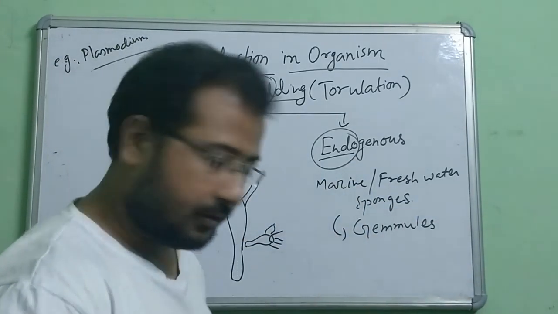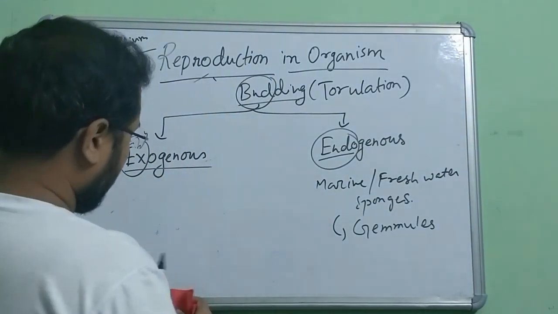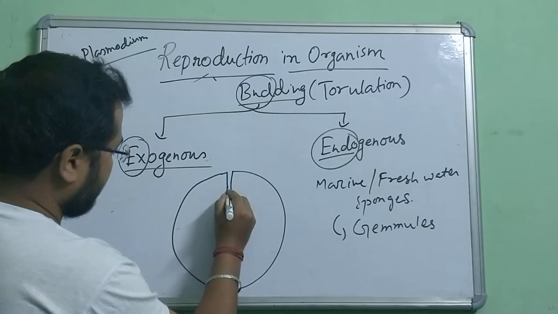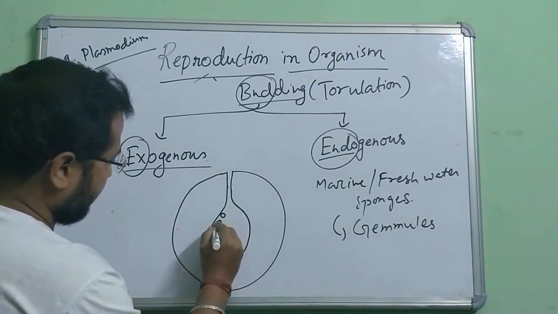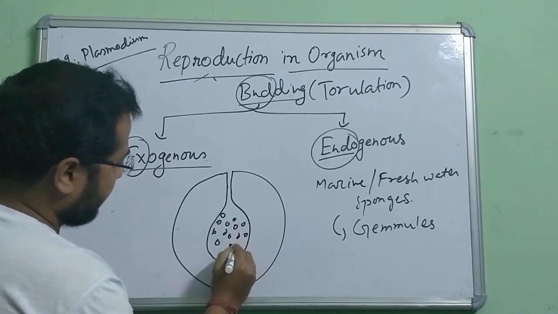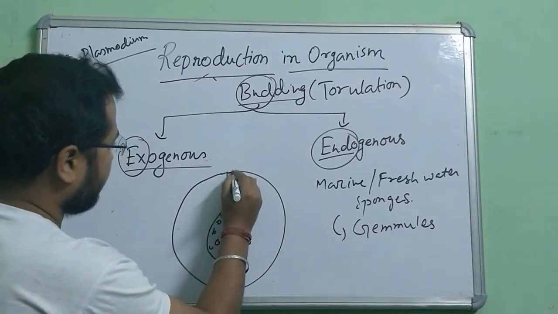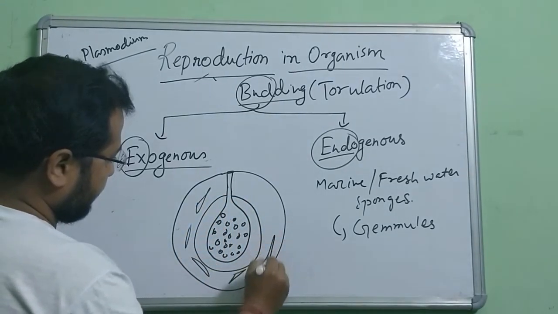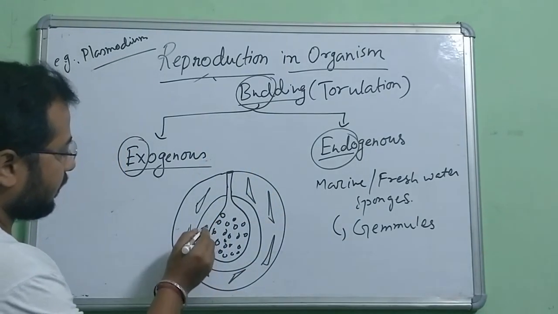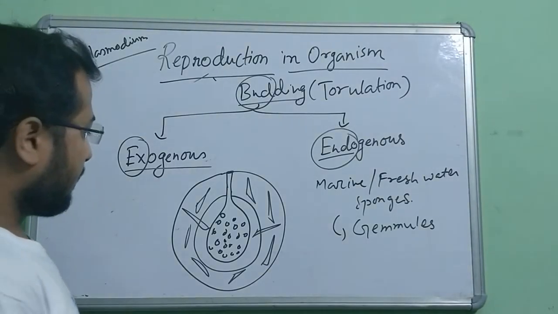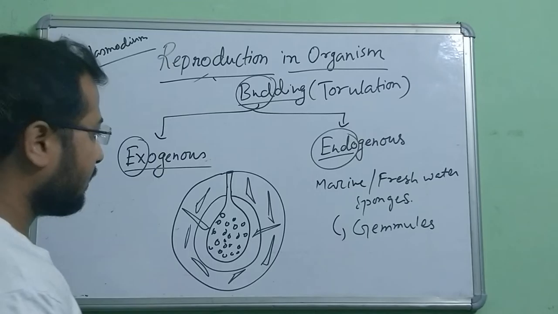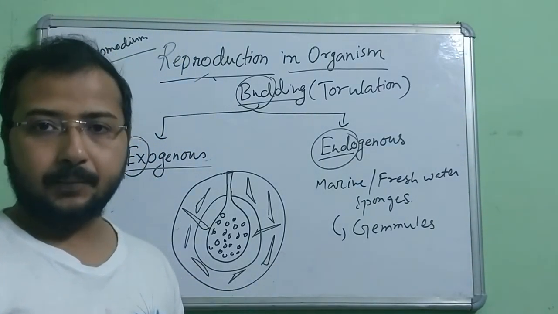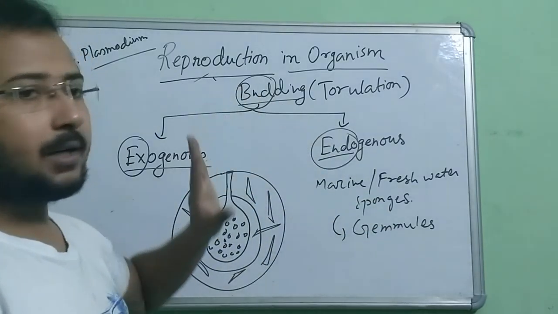Now, how do the gemmules look? Again, it's just a rough drawing. I am not going to draw the details, just to give an idea of how gemmules look. These are the different spicules here, and this is the structure of a gemmule. When the structure matures, the buds are released out of the body. So this is the budding mechanism of gemmules, very simple.